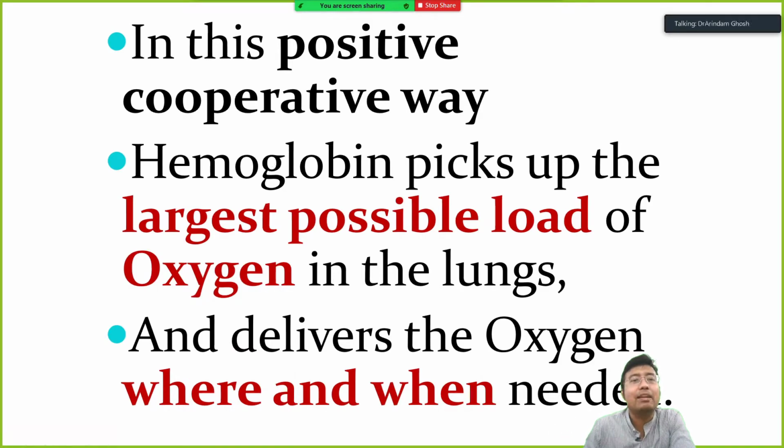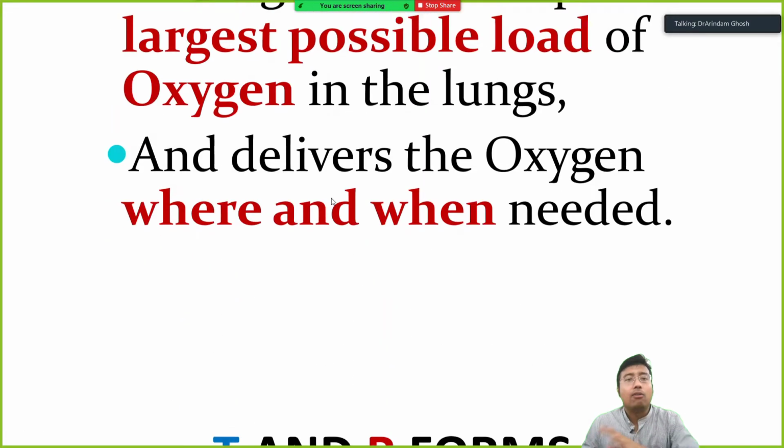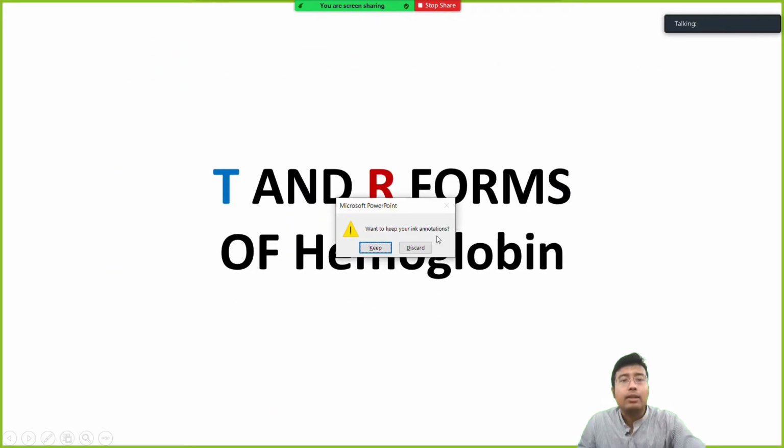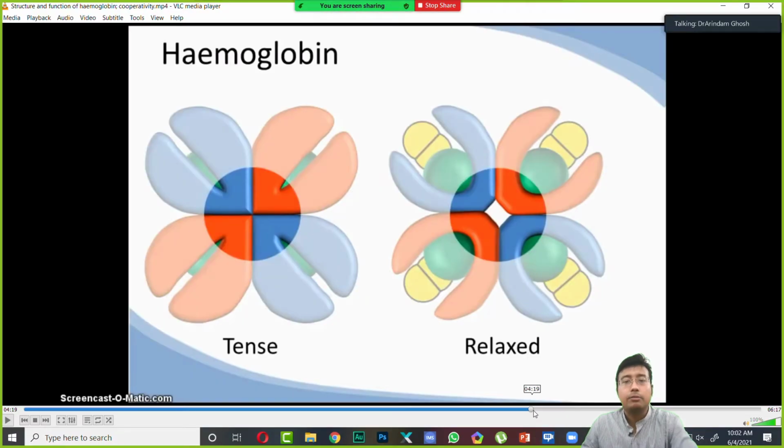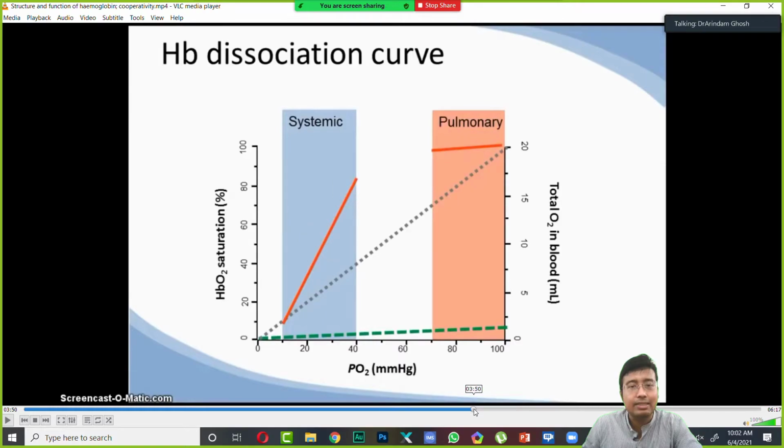Now, what is the benefit of this? The benefit is that hemoglobin can pick up the largest load of oxygen from the lungs and deliver it to the tissue. We will be discussing the T and R forms of hemoglobin. So, what if the relationship of oxygen distribution was linear? Okay, what if this was the scenario? It means as oxygen increases, in 25%, so whenever oxygen is 0, linear relationship means that oxyhemoglobin is 0.